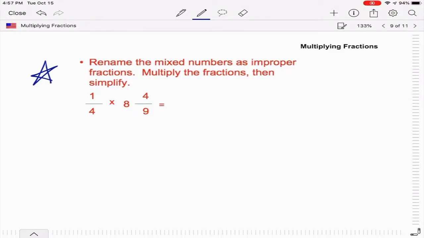So this is the last one I need to go over for this lesson. So this is called a mixed number. Again, it's a mixture of a whole number and a fraction. I said this before, but I'll say it again. You cannot multiply a mixed number. You must convert the mixed number into an improper fraction. So we have to go around the clock whenever we have a mixed number.